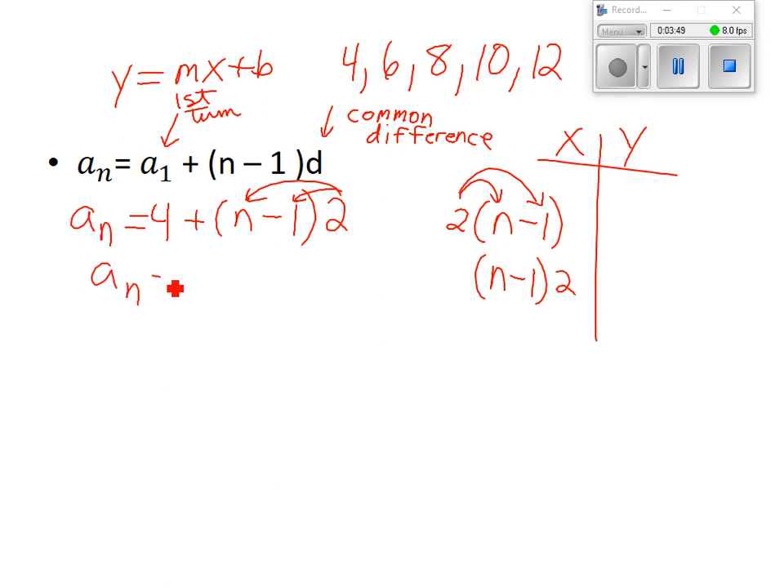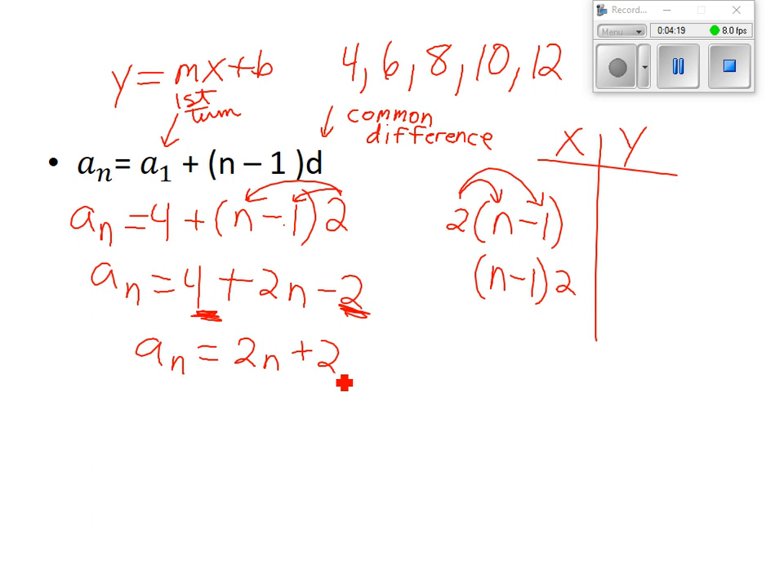We got a sub n equals 4 plus, what's 2 times n give us? 2n, good. What's 2 times negative 1 give us? Then we collect like terms. Those are our like terms. I'm going to put the n term first, just because it's usually better if the variable comes before regular numbers. 4 and negative 2 give you plus 2, good. That's our formula for that sequence.